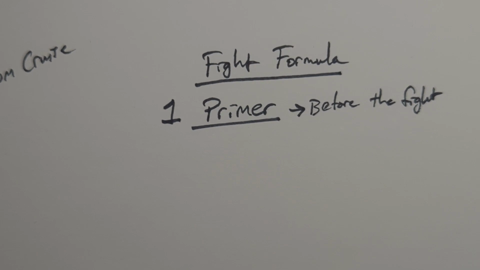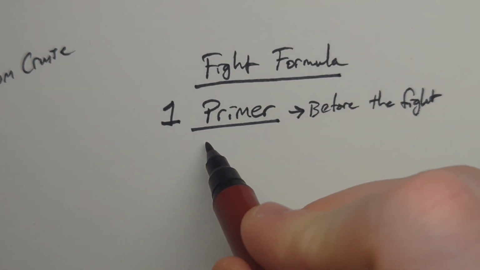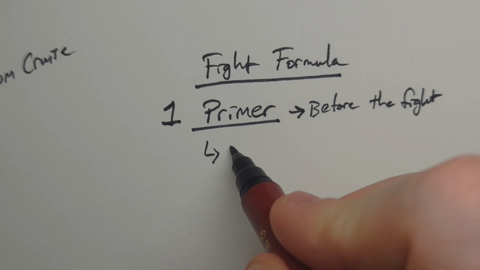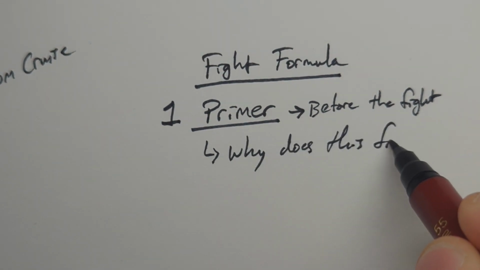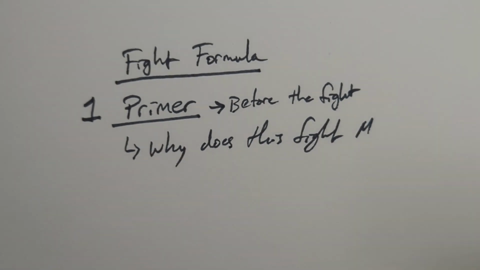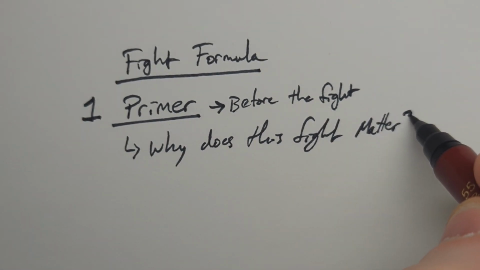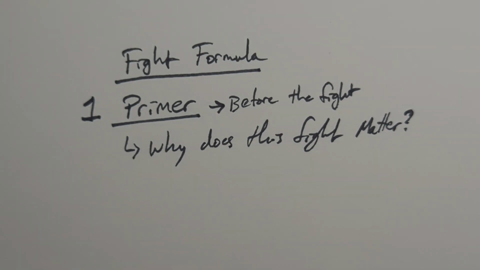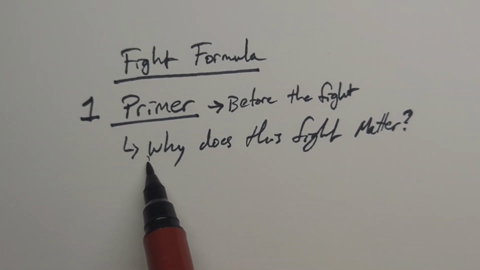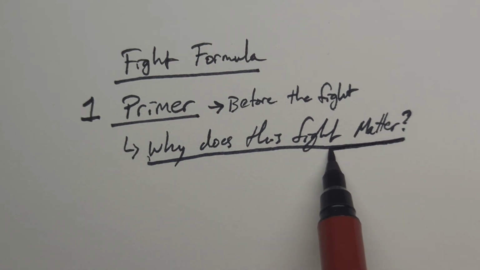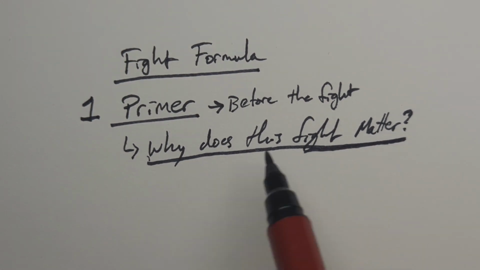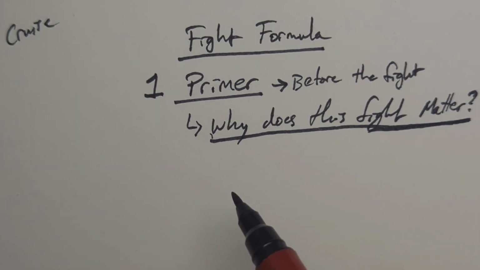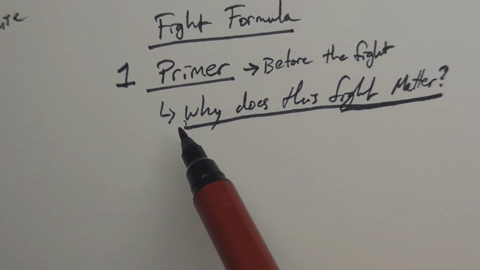The ultimate goal of the primer is to ask or answer the question: why does this fight matter? This is the ultimate question, because if the audience asks this, then they want to know what happens at the end. They get invested in the characters and in what happens, and they're interested in seeing what happens from here. So you want to get them to this point. Once they get here, then the rest of it can follow.